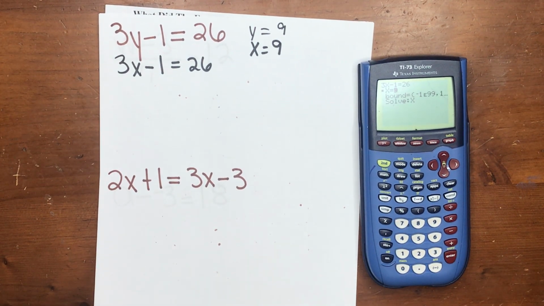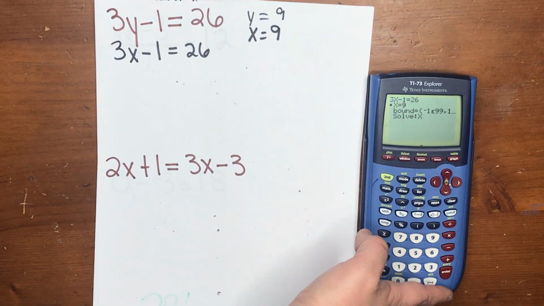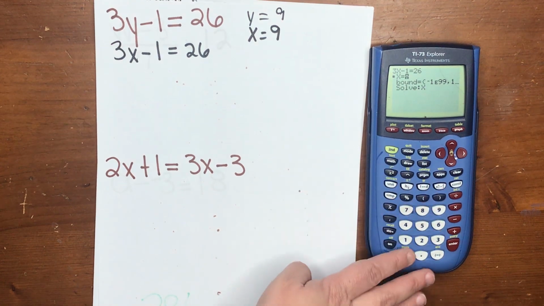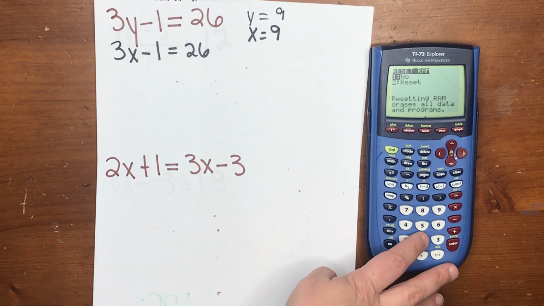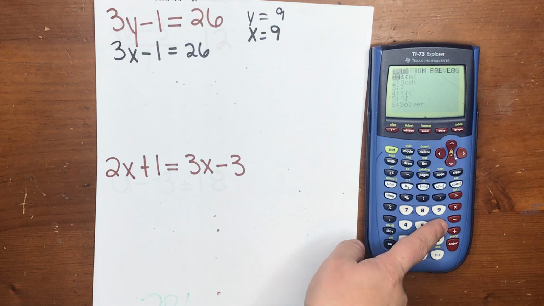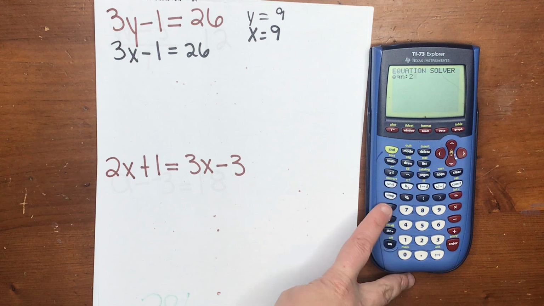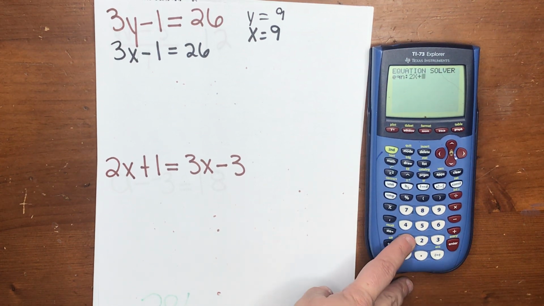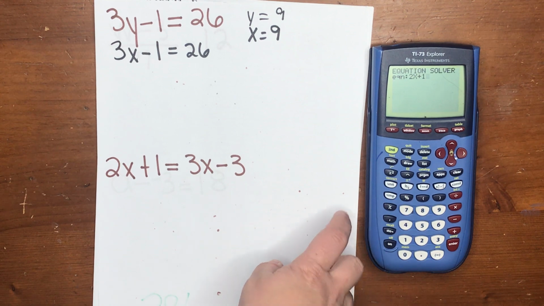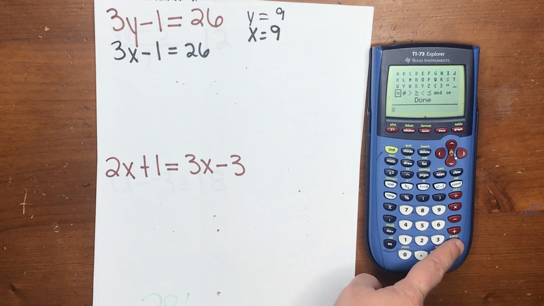So we're going to start by clearing our calculator. Okay? So to clear our calculator, we're going to do second, 0, 7, 1, 2. Again, you'll know it is clear because it's going to say RAM cleared. We're going to go to Math, 6, and we're ready to enter our equation. Our equation is 2x plus 1 equals, so to get our equal sign, we're going to do second Math, scroll down to equals, hit enter, scroll down to done, hit enter.